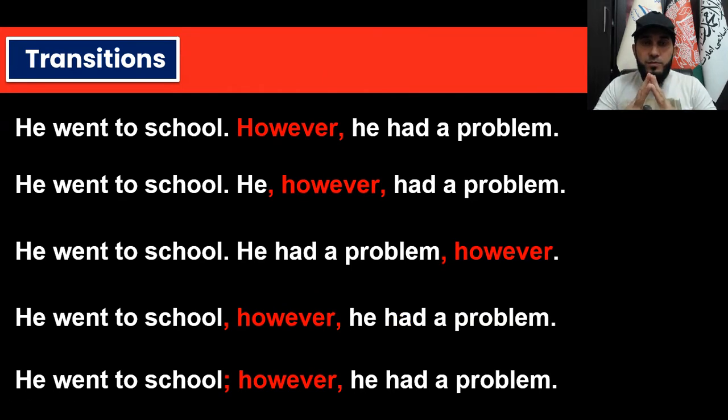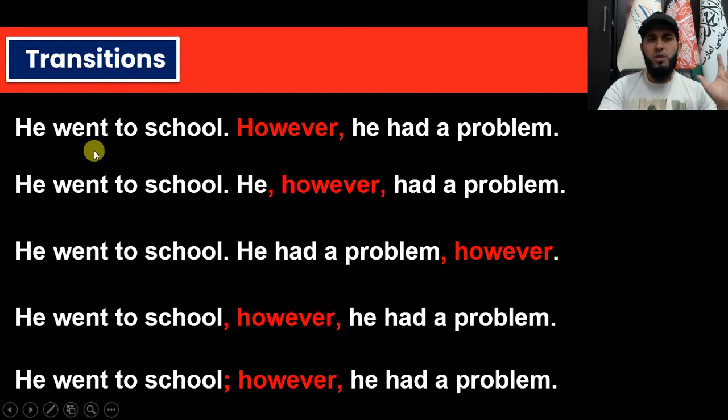Transitions, all transitions in the English language can be used in 5 different ways in written English and 3 ways in spoken English. The first way, I want you to pay close attention here. He went to school, however, he had a problem. So there are other synonyms for however, like nevertheless and nonetheless. You might have heard these words. They're also very strong academic words.